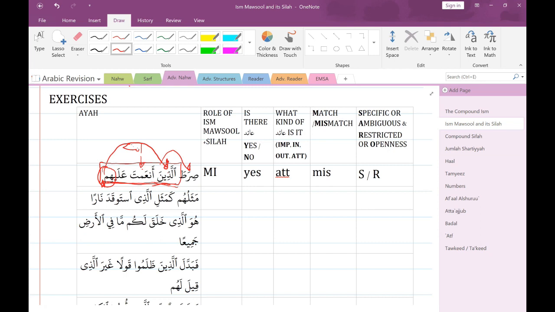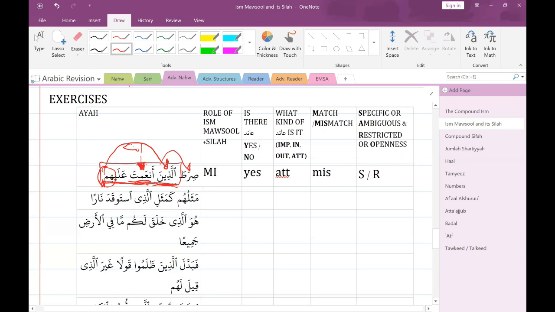Why? Because the a'id is the thing that connects back to the Ism Mawsool. So it has to match. So when we're talking about match and mismatch, we're not talking about the a'id. We're talking about the verb in the Silatul Mawsool and the Ism Mawsool. That's the match and mismatch that we're talking about. So if there's a match between the verb in the Silatul Mawsool and the Ism Mawsool, then we don't expect an a'id.